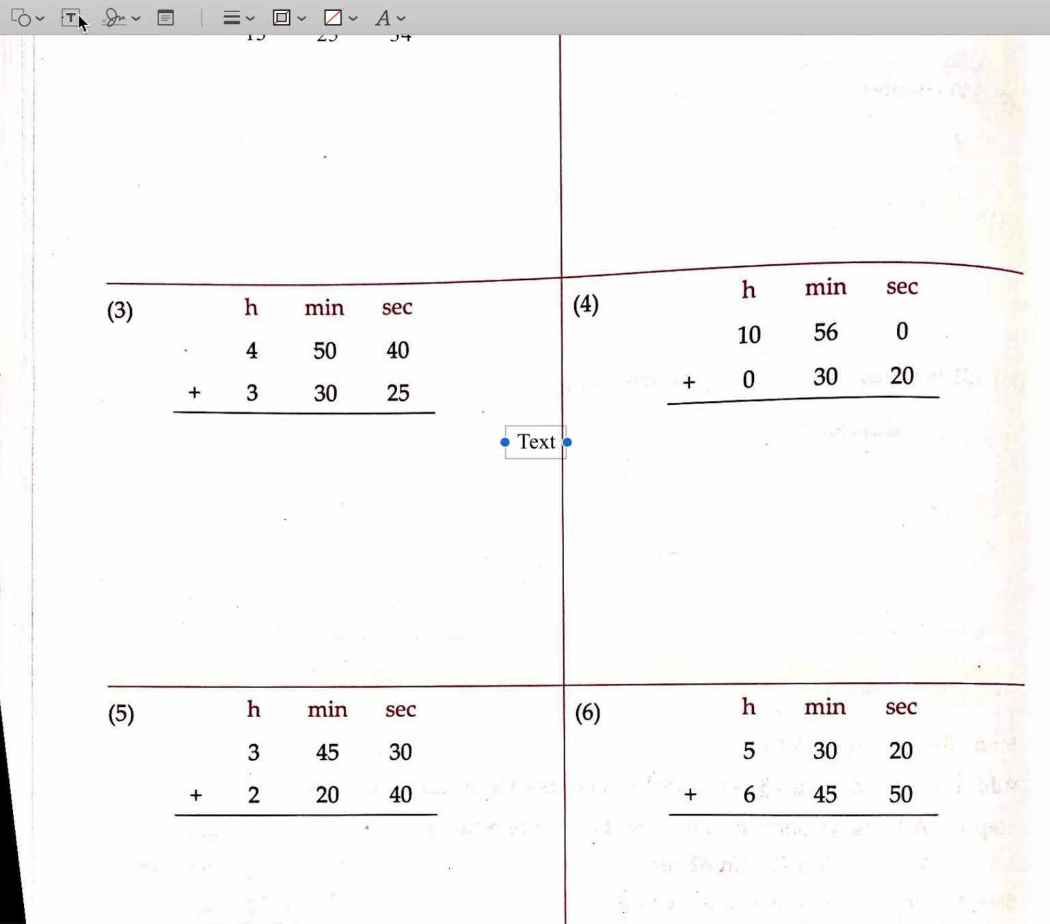Now we'll do this one. So 0 plus 20 is equal to 20. 56 plus 30 is equal to 86. And 10 plus 0 is equal to 10. Now here this is 86 minutes. So we'll subtract 86 minus 60, which is equal to 26. And we'll add that 60 as 1 hour over here. So this will become 11.